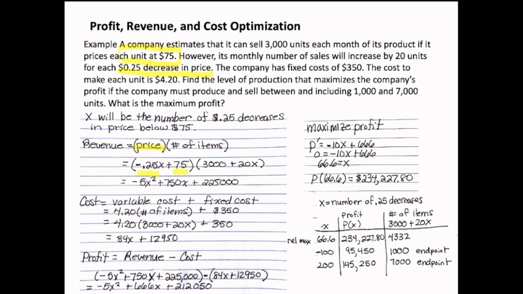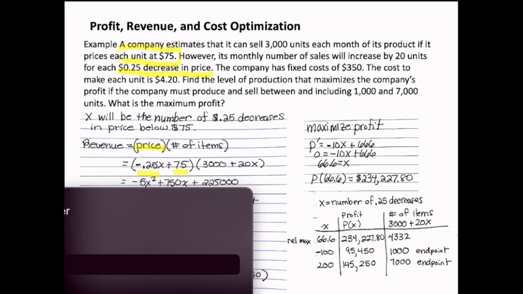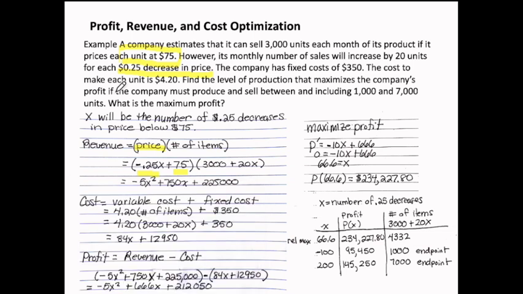Now let me change colors here. All right, so now I'm going to use green for the number of items. So we're starting with an initial value of 3,000 units. This is what we think our approximation is for each month. But then it goes on to say that every time we make a 25-cent decrease in price, the number of items will increase by 20 units.